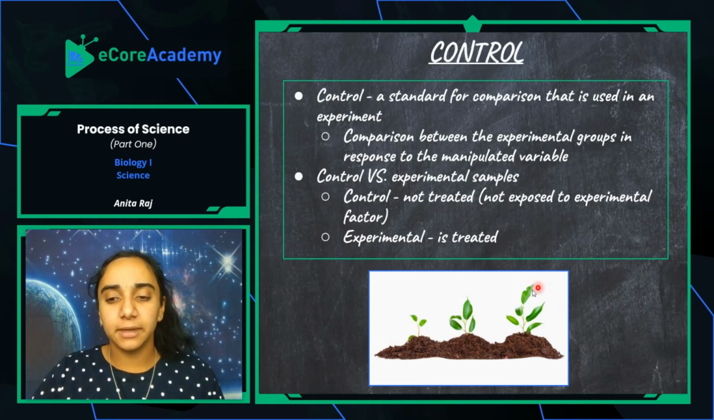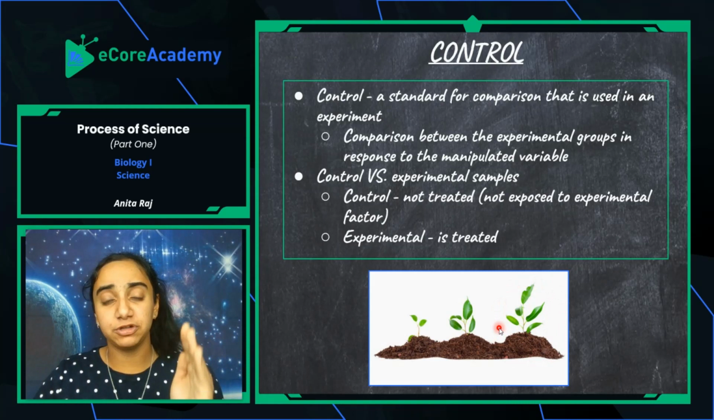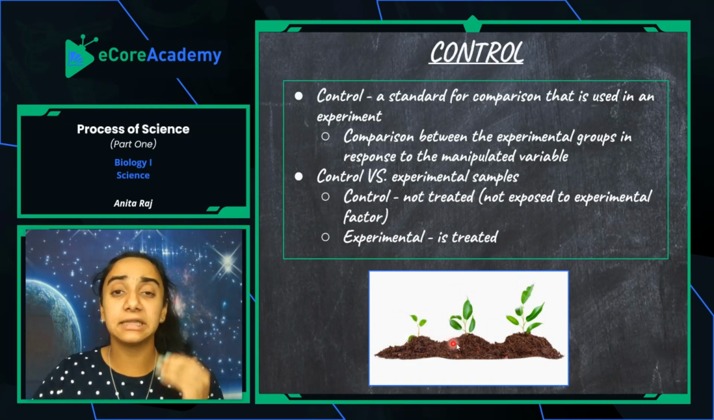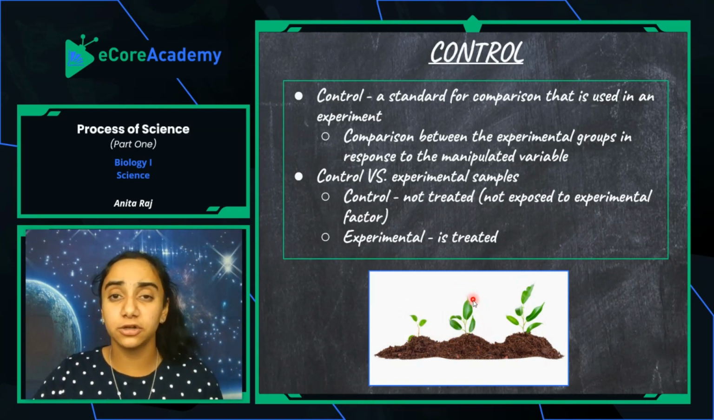So this would be like my control. This would be the thing that is standard, that is average, that is normal. And these two over here, the plant that's receiving no water at all and the plant that's receiving a lot of water, which is 1 liter of water, these are going to be my experimental groups.